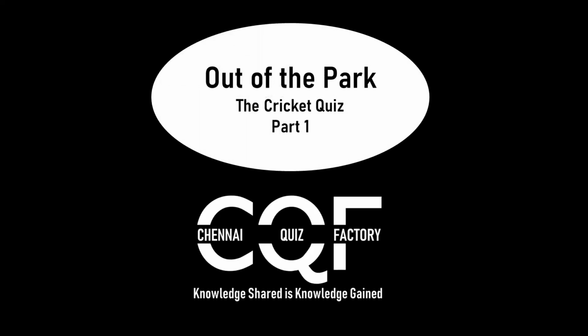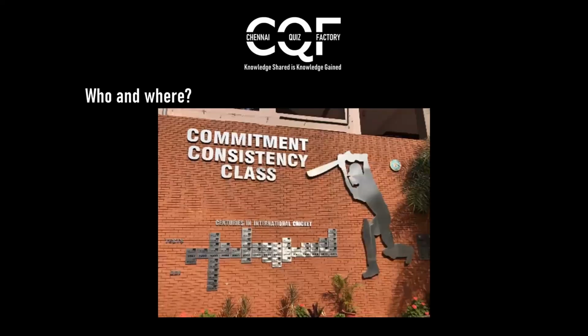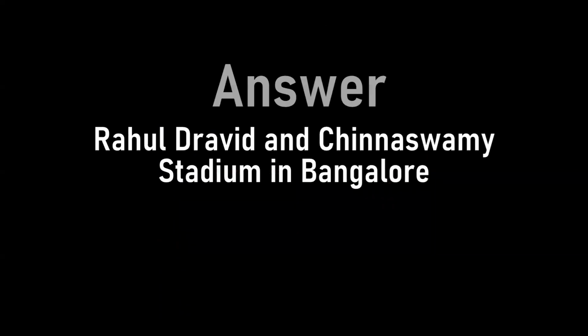So here we go with question number 1. Who and where? So look at this beautiful wall. Who and where? I thought probably I'll start off with a tribute to someone who's always been an underdog in India's team. So the answer is Rahul Dravid and Chinnaswamy Stadium in Bangalore. So the wall has a wall at Chinnaswamy Stadium in Bangalore.